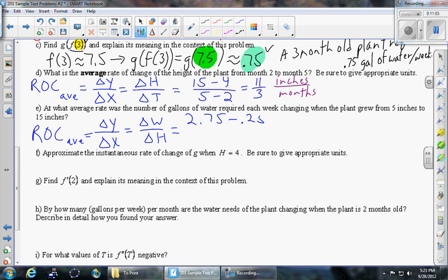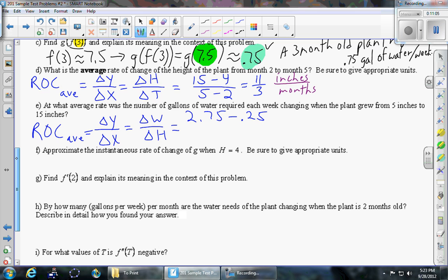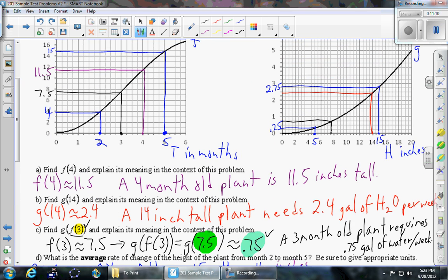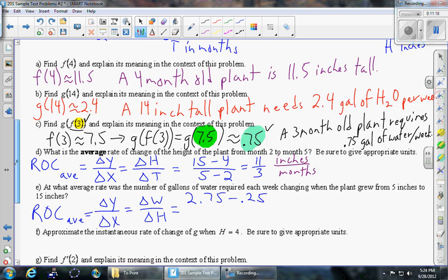So we subtract, either order is fine. And then the change in H, that's on the horizontal axis. And now we've got to subtract in the same order. Because we did 2.75 minus, we better do 15 minus on the bottom. So it's going to be 15 minus 5.